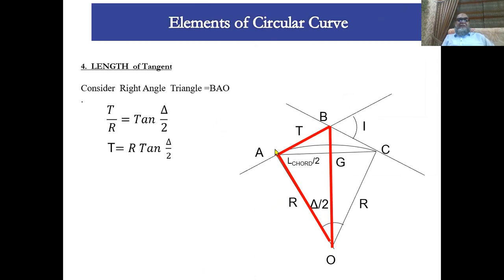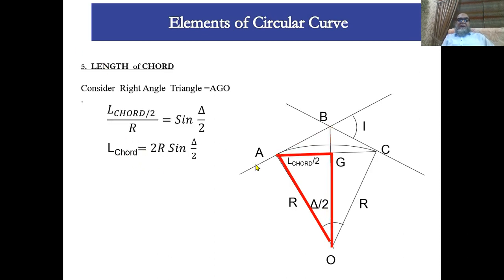Then length of the tangent, this point T. So the distance between A and B is the tangent length. If I consider this triangle BAO, this is a right angle triangle. Now T upon R is tangent theta, and theta is delta by 2, as you can see from this figure. Simply, T is R tangent delta by 2. So if we want to know this tangent length, we must know the value of the central angle. Obviously we divide it by 2, and we also know the radius. We'll find T equals R tangent delta by 2. I hope I'm not going too fast. It's very simple geometry and you can understand it very well, I hope.